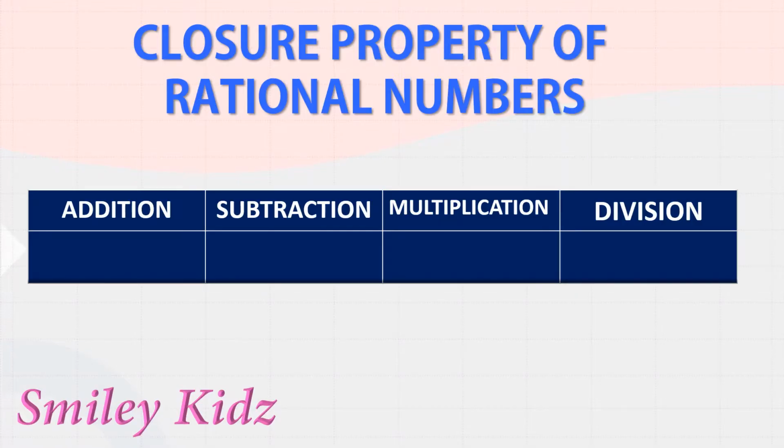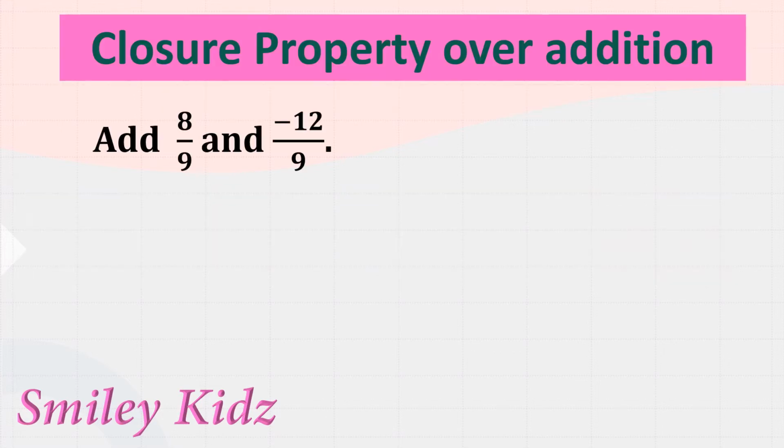Let us see whether closure property is satisfied for all the operations or not. Let's see each one in detail with examples. First, let's see closure property over addition. Here is one example. Add 8 by 9 and minus 12 by 9. So first let's add it.